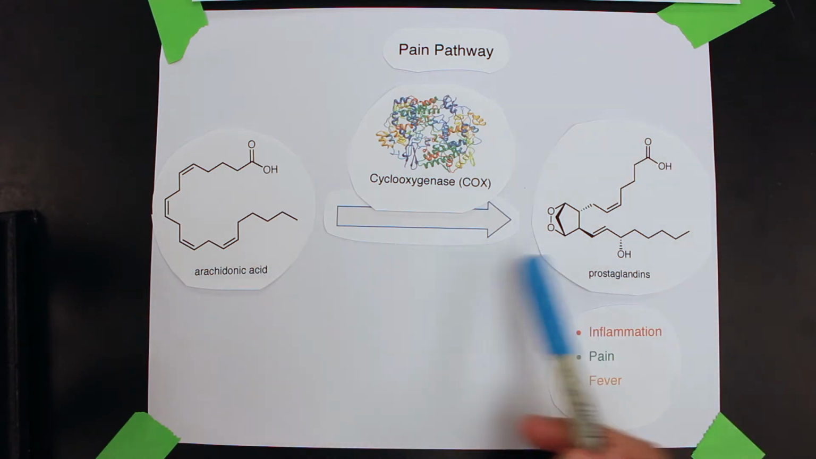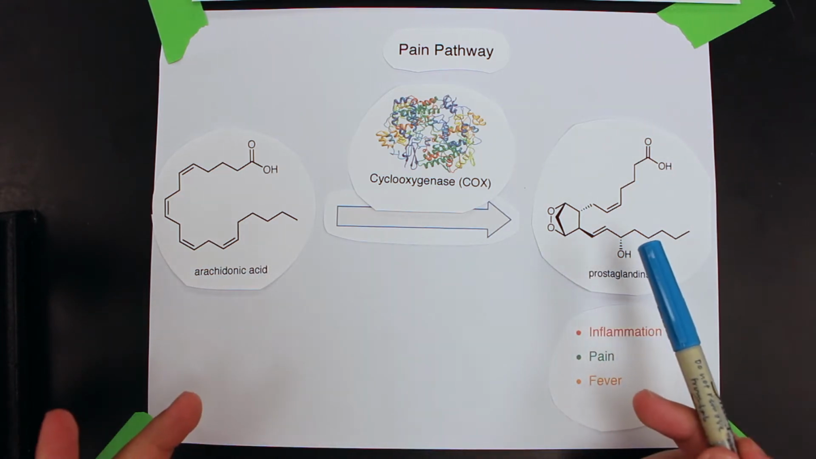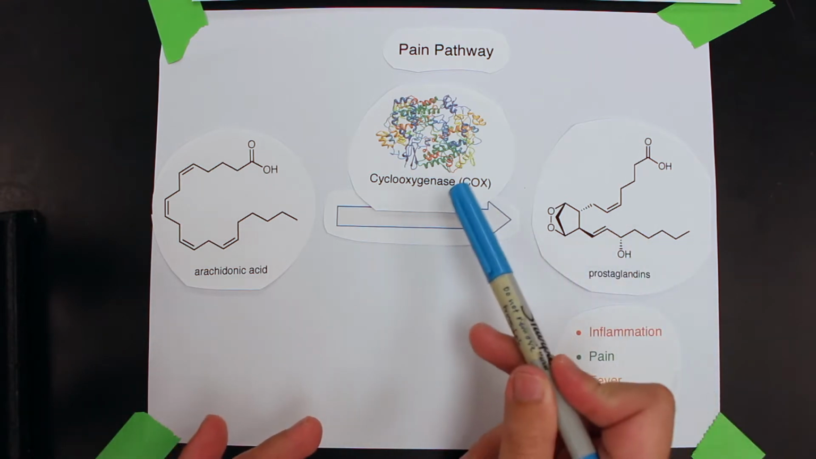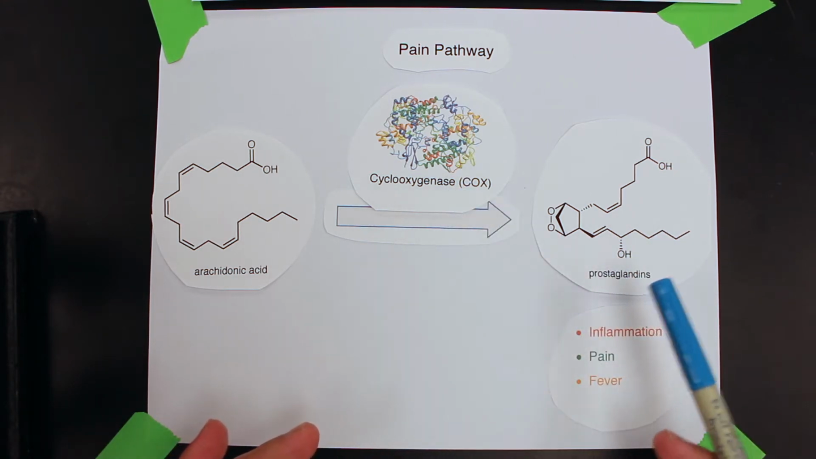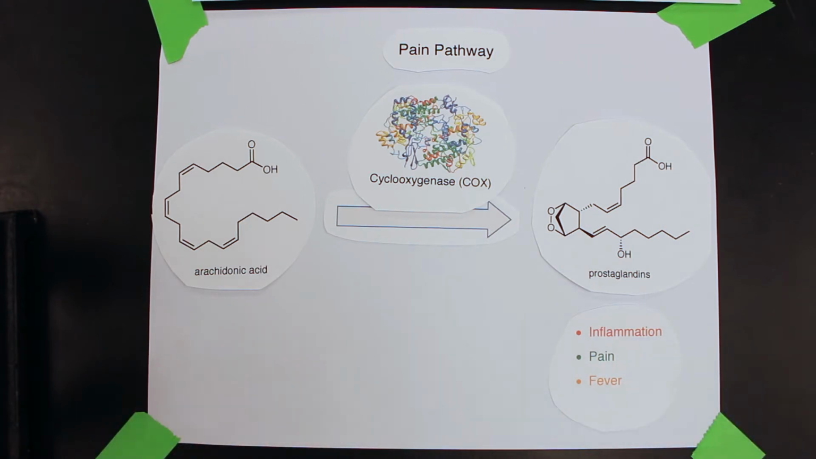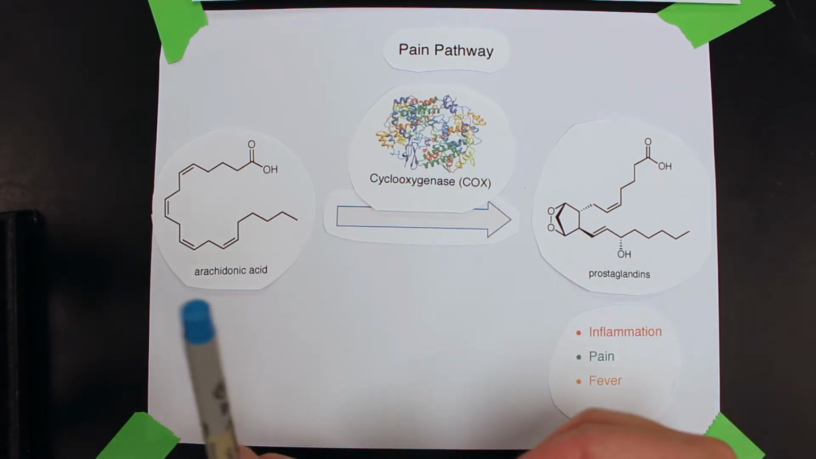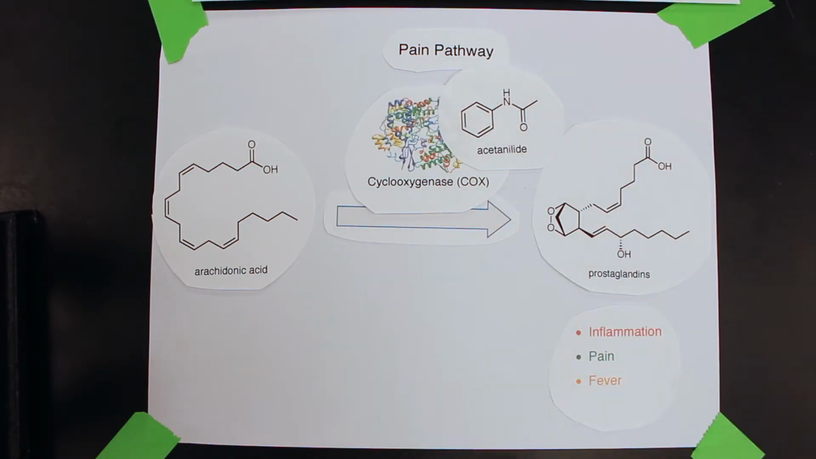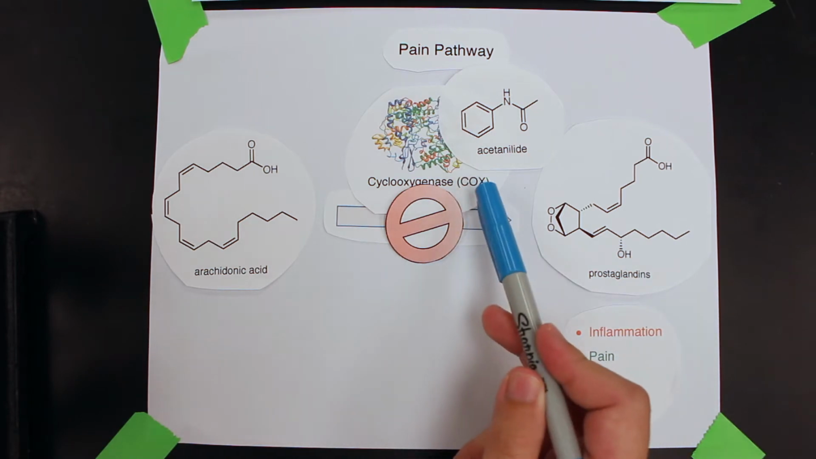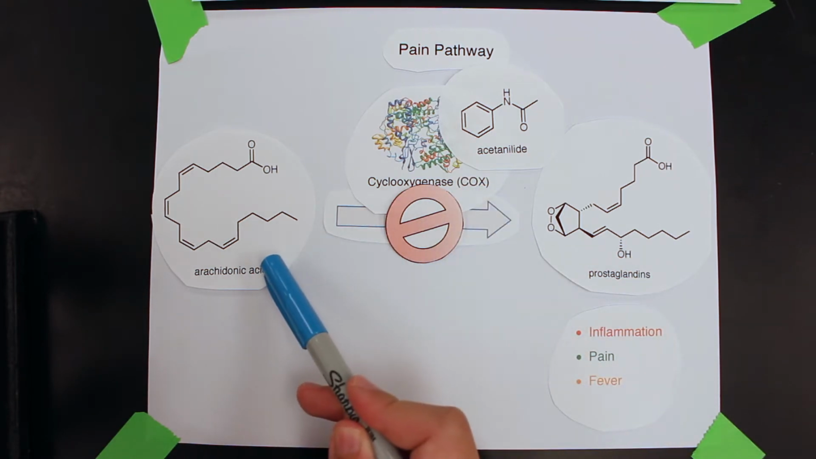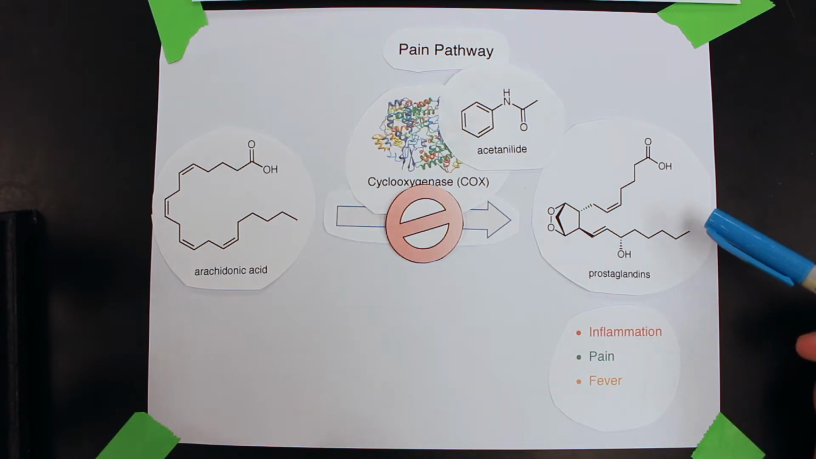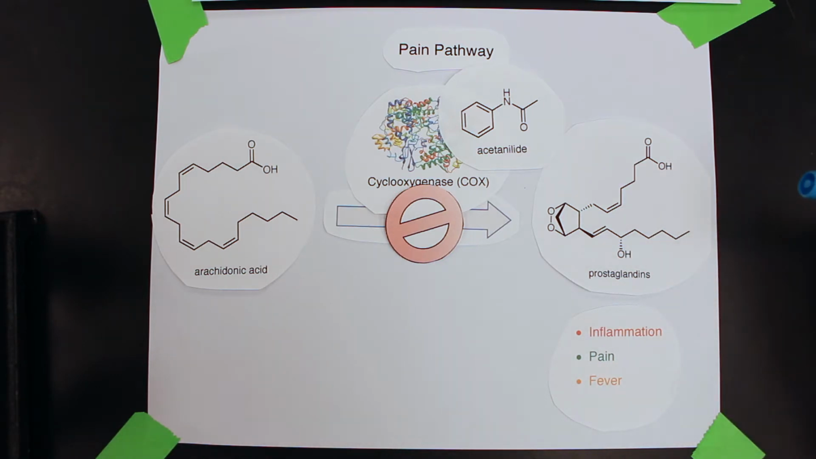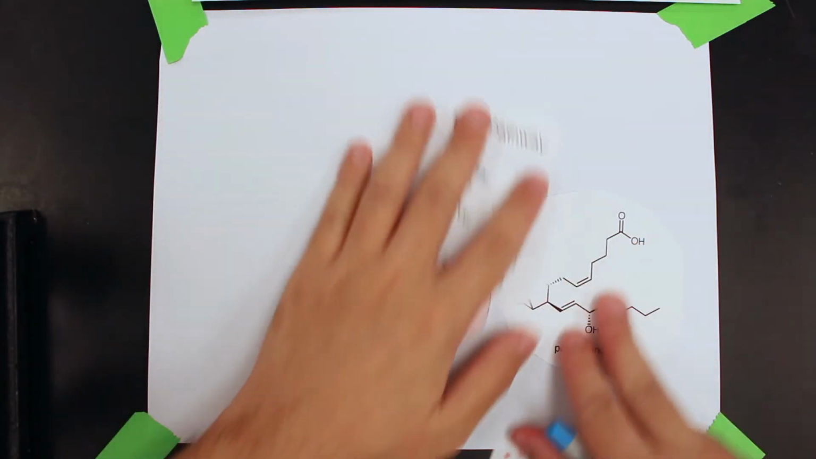So this pathway occurs and causes pain in our bodies. So if we can figure out a way to deactivate this enzyme, we can somehow reduce pain, inflammation, and fever. And that's what the molecule of acetanilide does, it basically binds to the cyclooxygenase and prevents it from doing its job. And once it binds to the cyclooxygenase, this reaction no longer occurs. So if this enzyme can't work properly, then arachidonic acid will not be converted into prostaglandins, and you'll have pain relief and lower fever. So that's how all of that occurs.